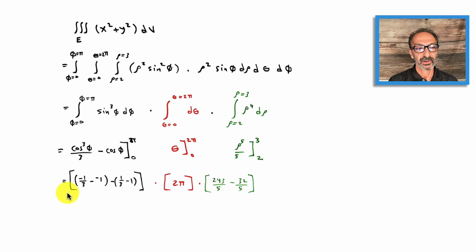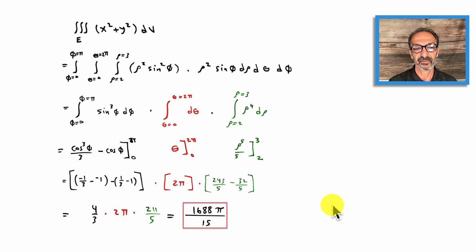Now, I could do this as I'm recording, but you could just follow along. You could pause the video and double check your numbers. This is what I have. The first part is 4/3, the second part is 2 pi, and the third part is 211 over 5. Doing the math, I have 1688 pi over 15. And that should do it.